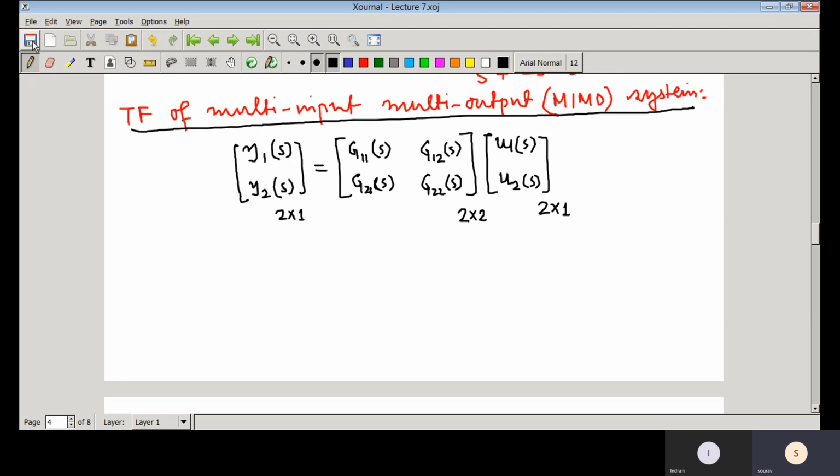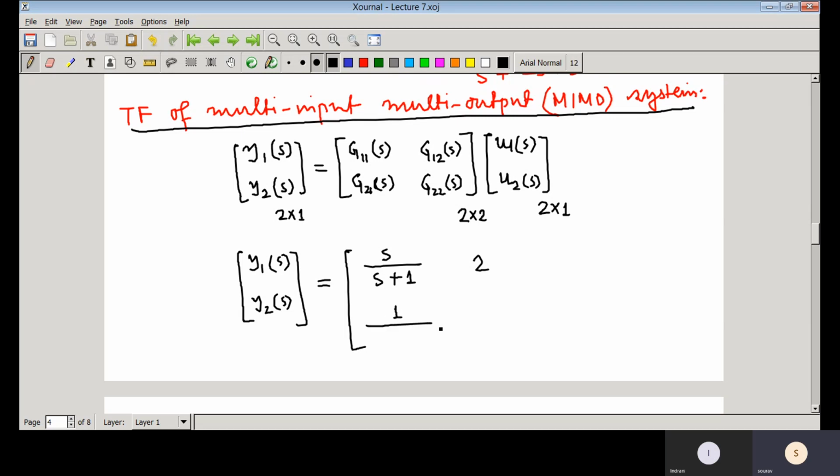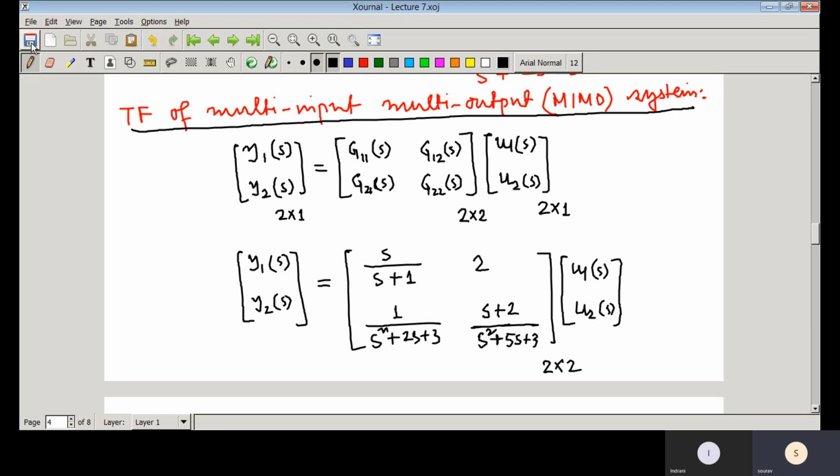For example, suppose you have Y1(s), Y2(s). Here you can write that this is s + 1, this is a constant gain, this is 1 by (s² + 2s + 3), and this is (s + 2) by (s² + 5s + 3). So you can see here that this is a transfer function matrix. It is a 2 cross 2 transfer function matrix, and each one of them here is a transfer function.